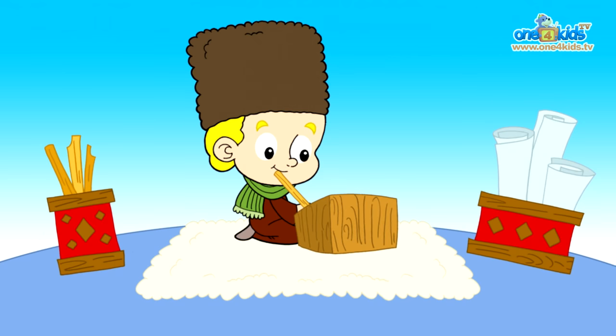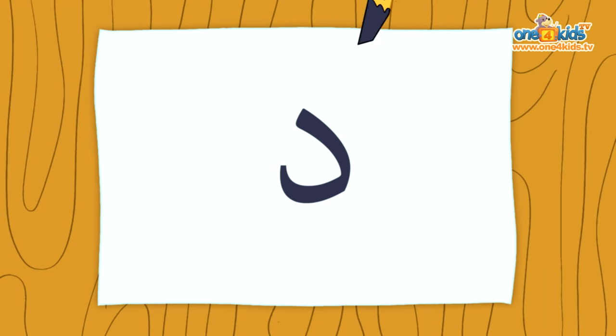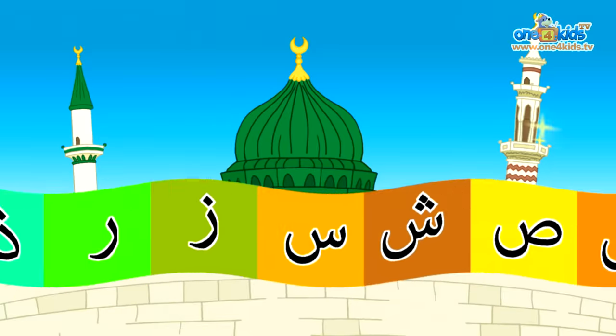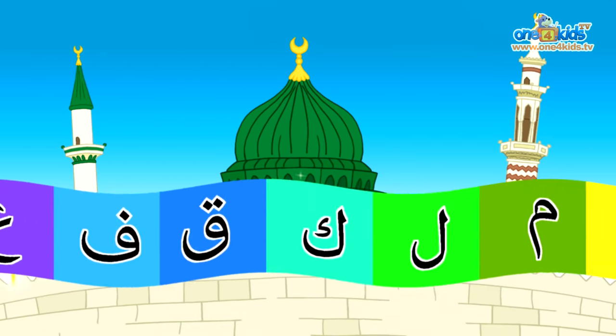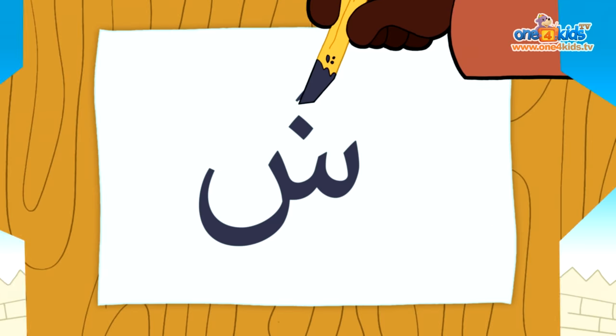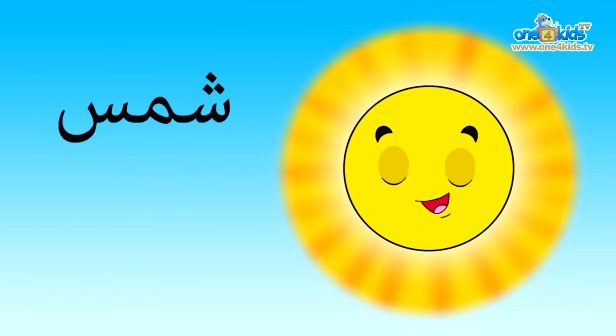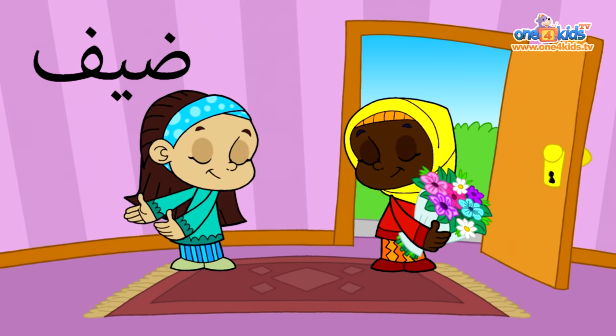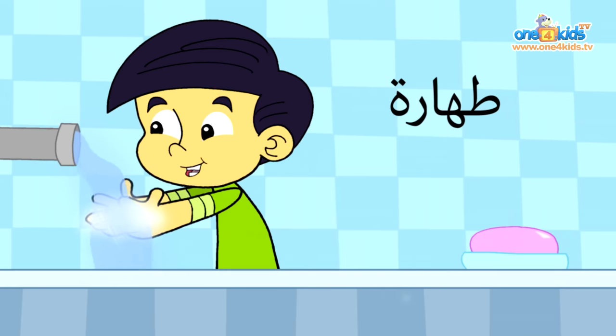Al-Quran, the language of our beloved Muhammad, the last prophet sent from Allah. Shin is for Shams, and Sad is for Sawt. Dad is for Dhaif, and Ta for Tahara.